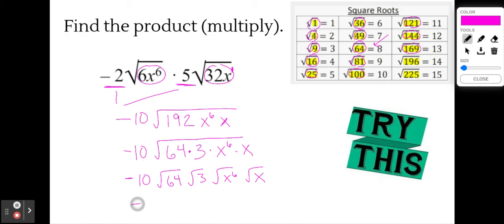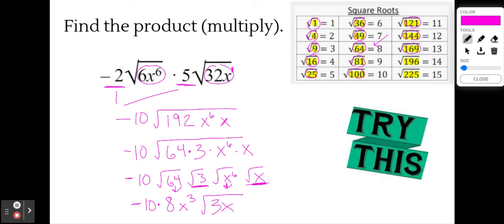Now I've got the -10 out in front. It's being multiplied as my coefficient. We're going to multiply it by 8 because the square root of 64 is 8. What else is a perfect square? Right here, x to the 6th. That's x to the 3rd. That's a perfect square. So that's everything. That's going to be our coefficient out in front of the radical. What's going to stay under the radical? Well, this and this, because they can't be factored. 3 times x is 3x.